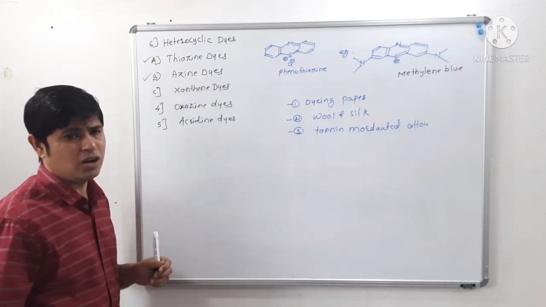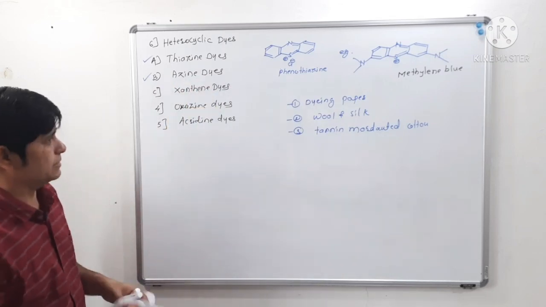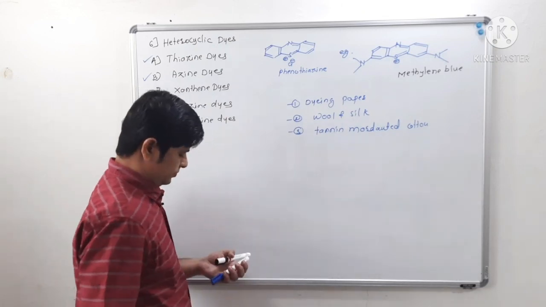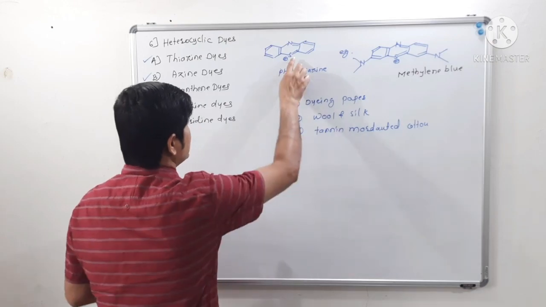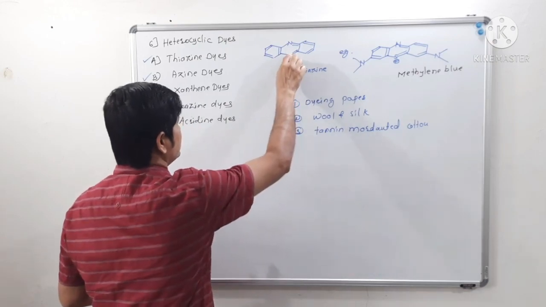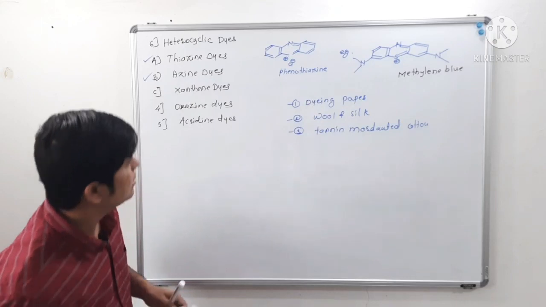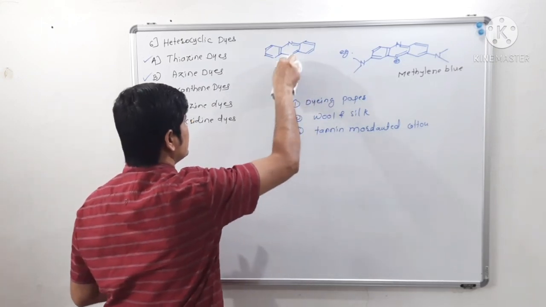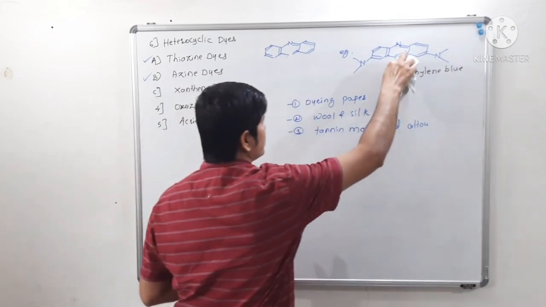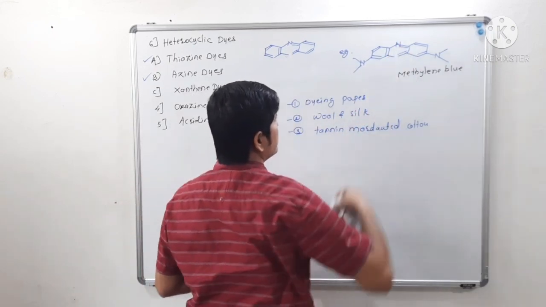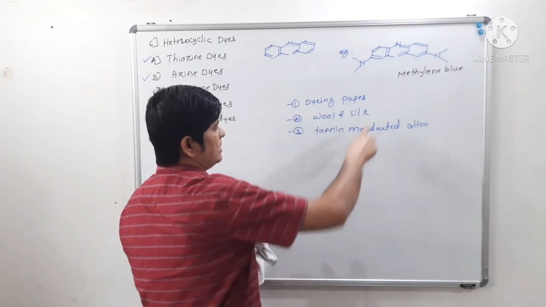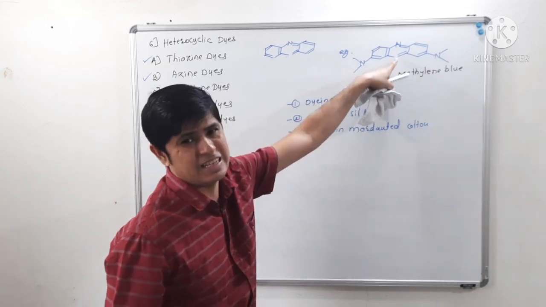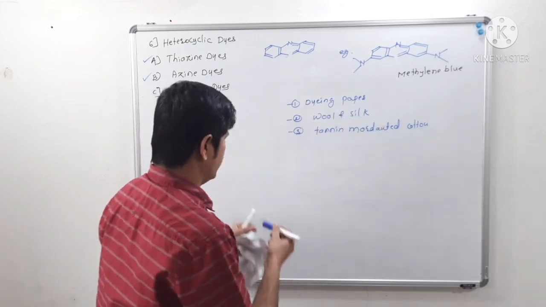Second class of dye is azine dyes. Let us see. Azine dyes have a structure. Here I forgot to write Cl minus in methylene blue. You may write S plus Cl minus here; that is your methylene blue.